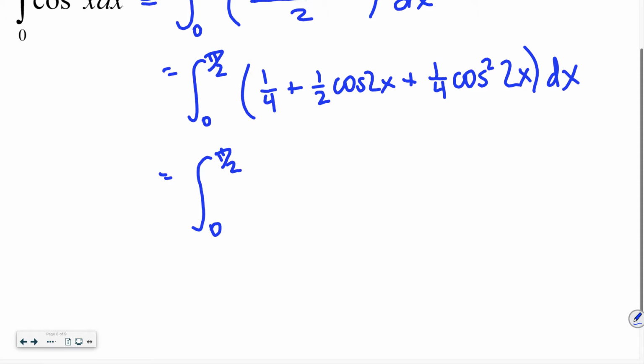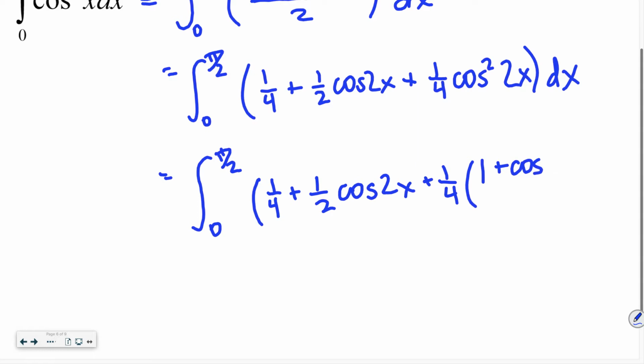Would changing it to 1 minus sine squared be helpful? No. So don't get too excited. We're still going to change it, though, to 1 plus cosine of 4x over 2. Did we do something like this before?